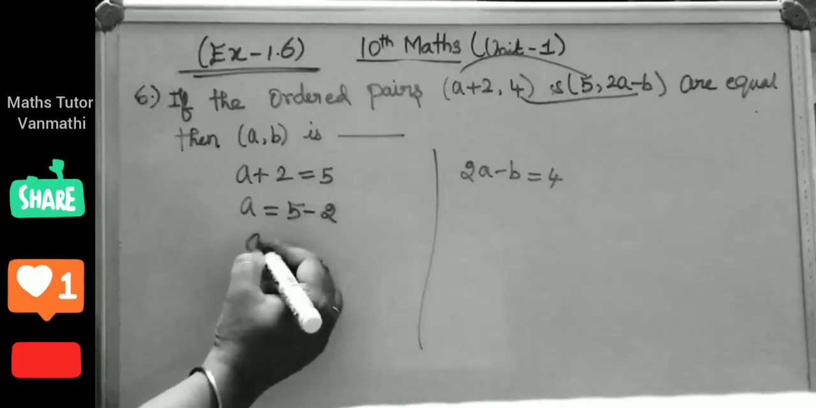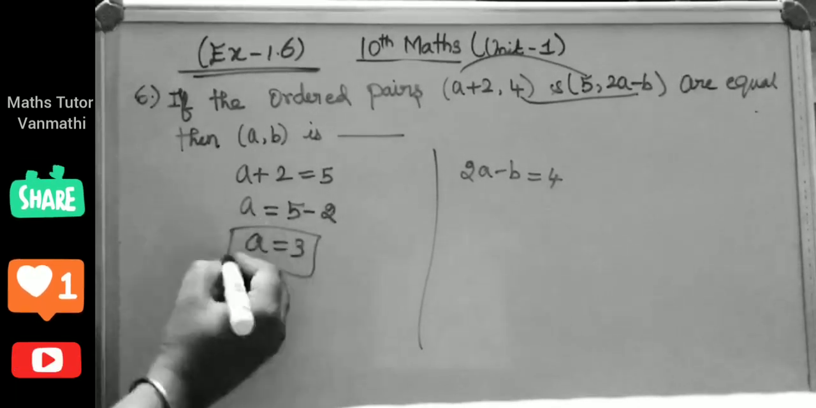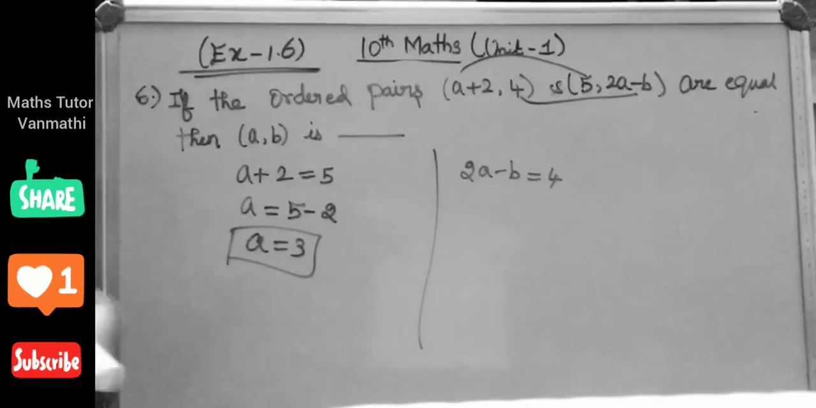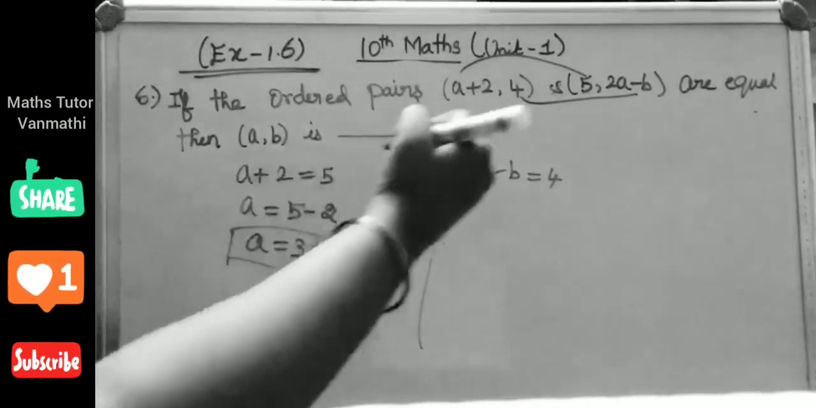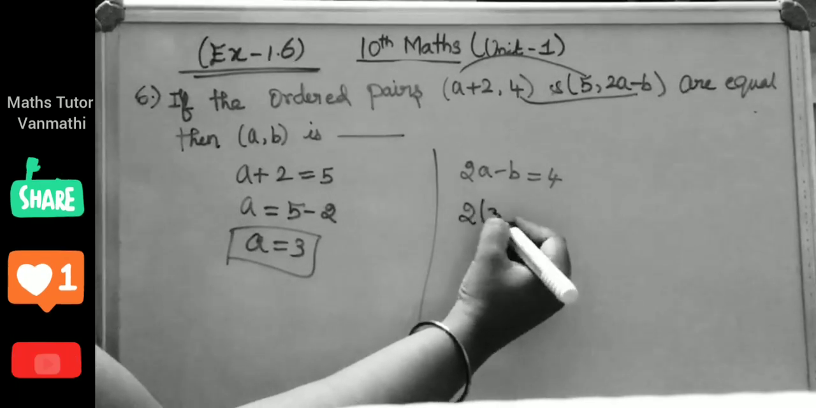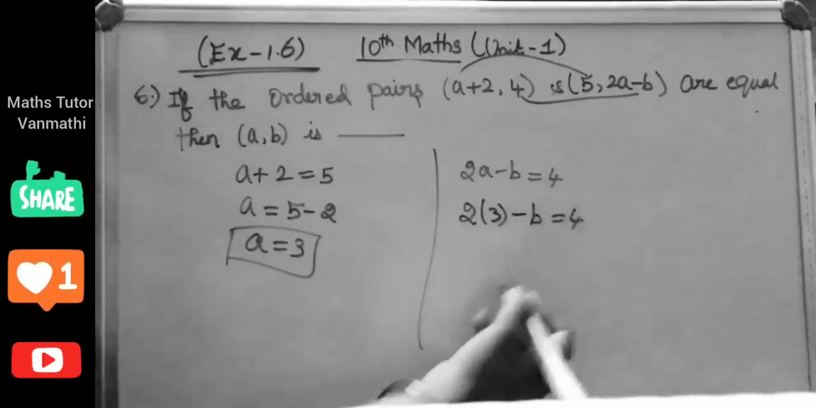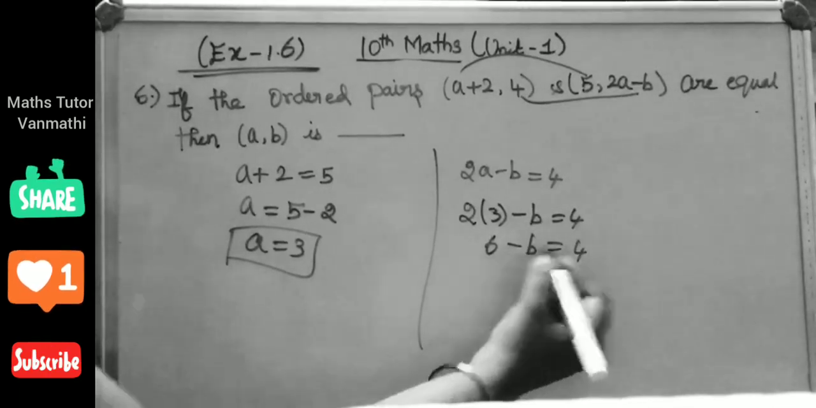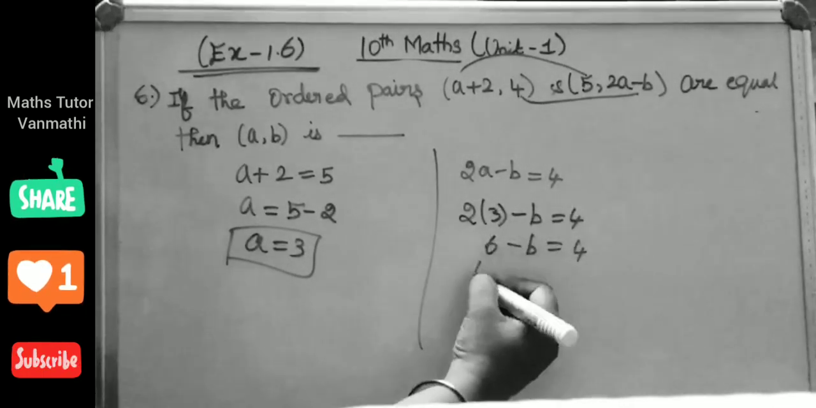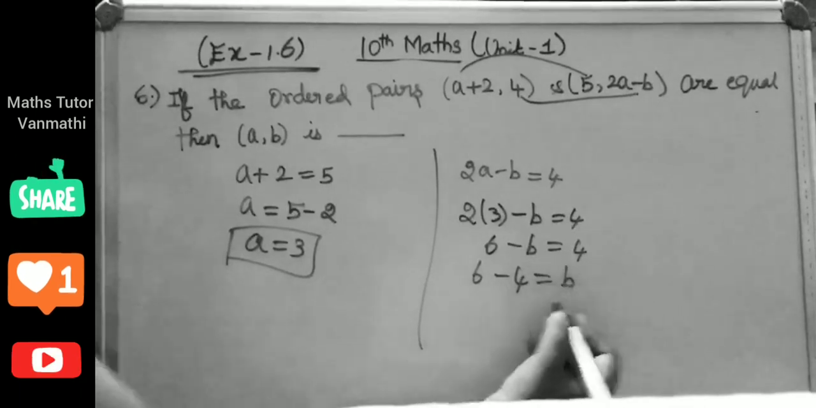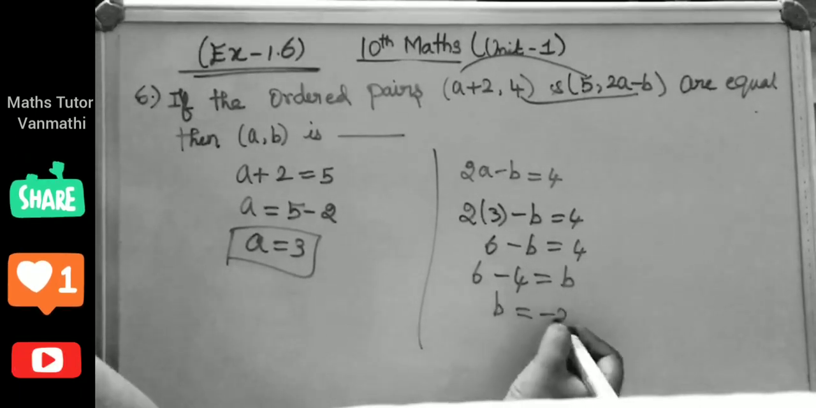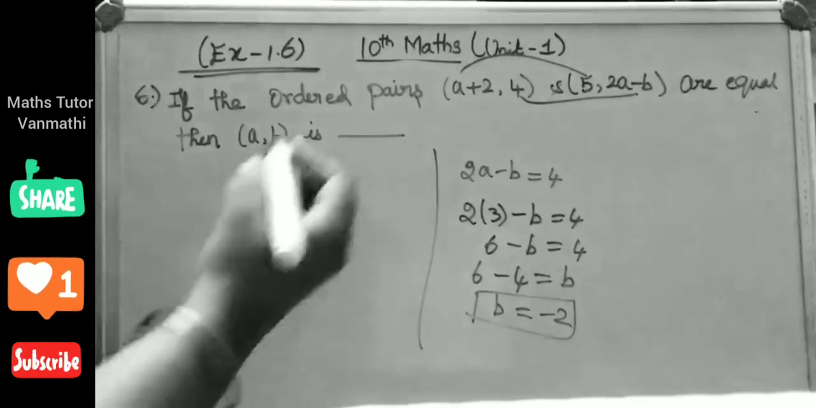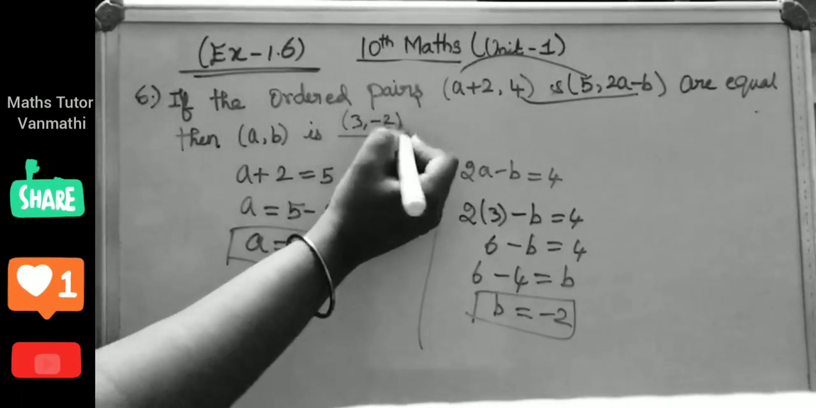a is equal to 5 minus 2, so a is equal to 3. Similarly 2a minus b equal to 4. Substituting this a value here you get 2 into 3 minus b equal to 4. From this you get 2 3s are 6 minus b equal to 4. So taking b on that side and 4 on this side you get 6 minus 4 equal to b. Therefore b is equal to minus 2. So your (a, b) value is (3, minus 2).